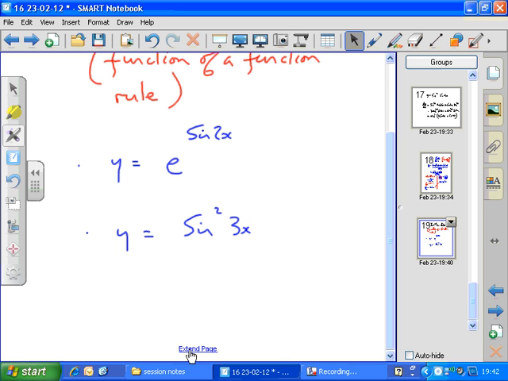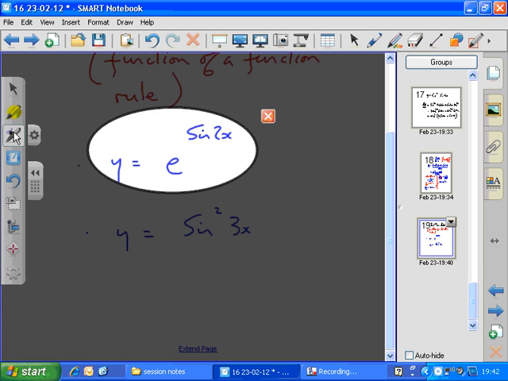If you look at the top function here and I wanted to work out what y is, given x, what would I do? I'd work out what 2 times x was, then find the sine of it, so apply one function to it to find the sine of 2x. Once I've done that, I'm then going to find out what e to the power of that is. So I'm applying one function, the exponential function, to another function.